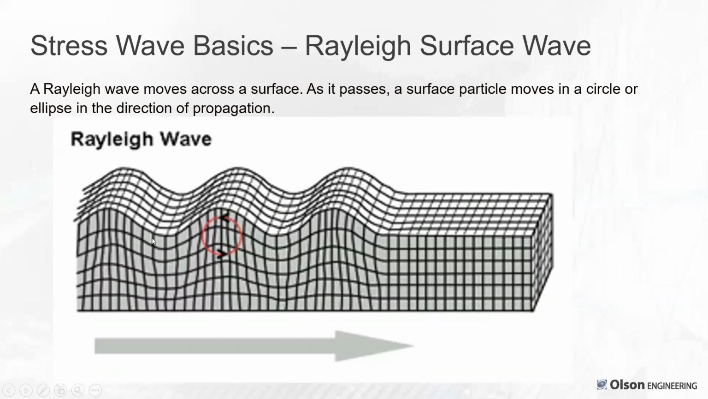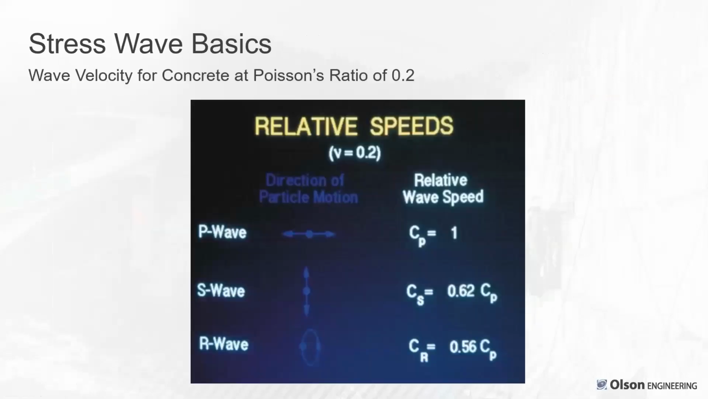And finally, a Rayleigh wave. As it propagates along, going to the right, the particle motion at the surface is what's called a retrograde elliptical motion. That has a very strong vertical component, and that's what we measure as it passes by our receivers, as we'll talk about. So, relative speeds for concrete with a Poisson's ratio of 0.2: the compression wave velocity would be 1, the shear wave velocity is 62% of the compressional or primary wave, and the Rayleigh wave velocity is 10% slower than the shear, or 56% of the compressional wave.